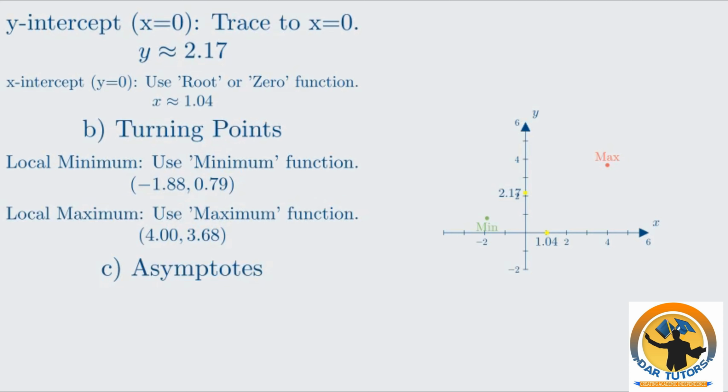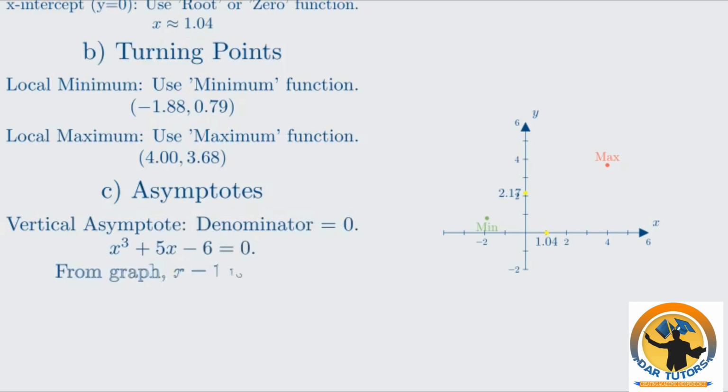Now let's find the asymptotes. A vertical asymptote occurs where the denominator is 0. The denominator is x cubed plus 5x minus 6. We can see from the graph that there's a vertical asymptote at x equals 1. This means x equals 1 is a root of the denominator.